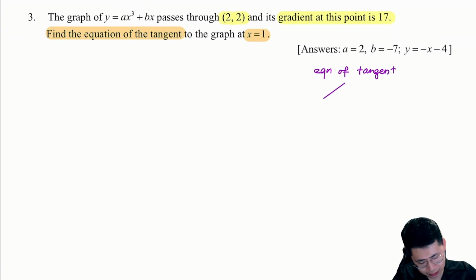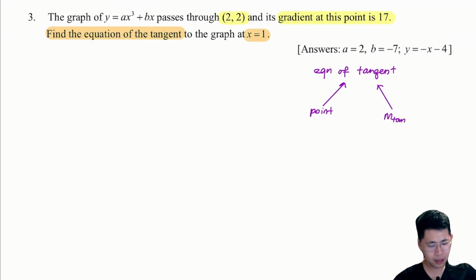So what we will need is, we are going to need two ingredients. Number one being the point, and the other one would be the gradient. So the gradient of tangent. For this equation of tangent, we are going to need the point.